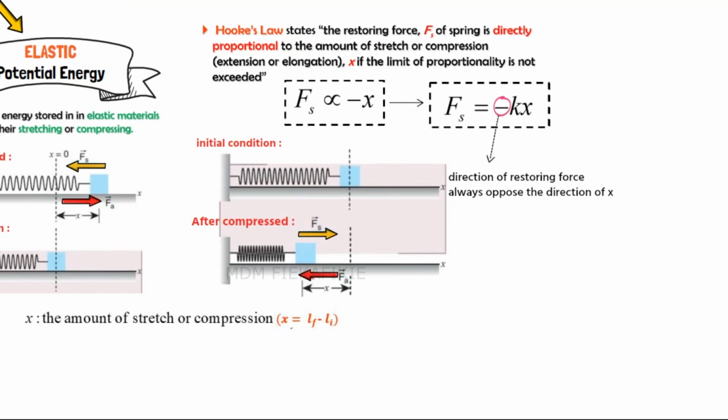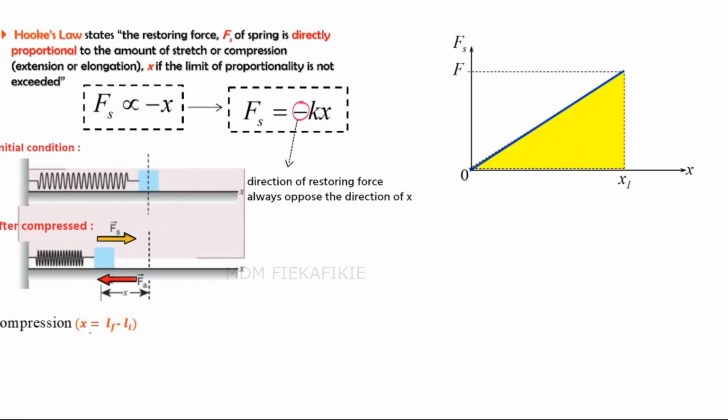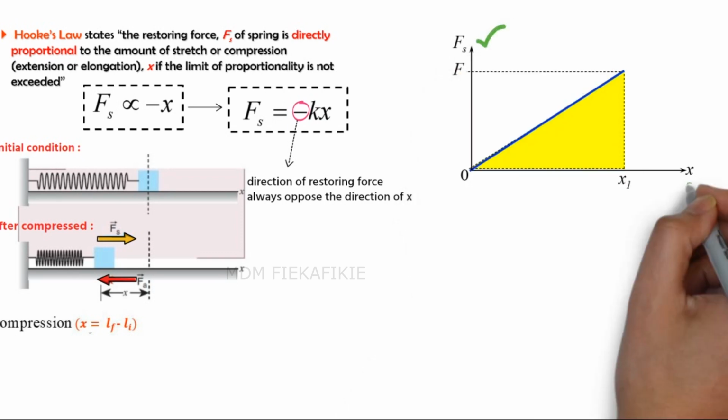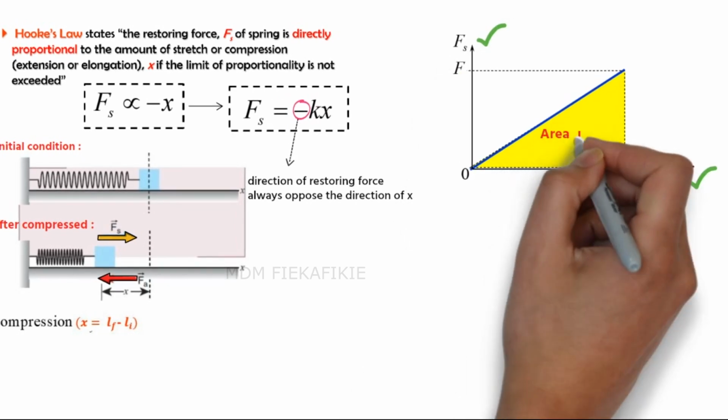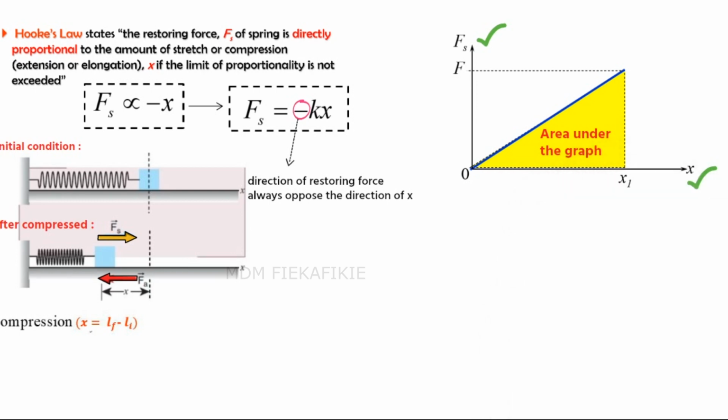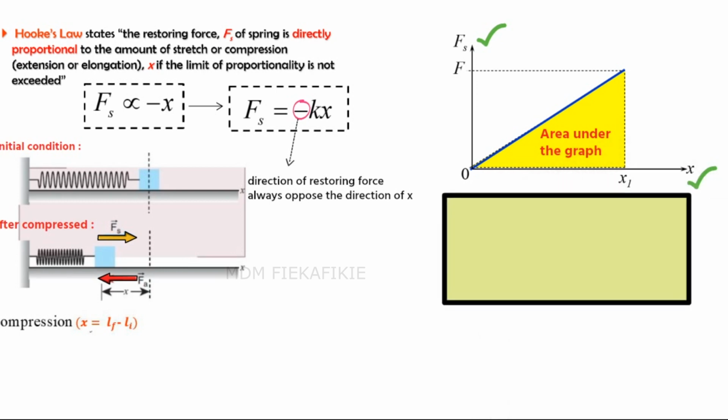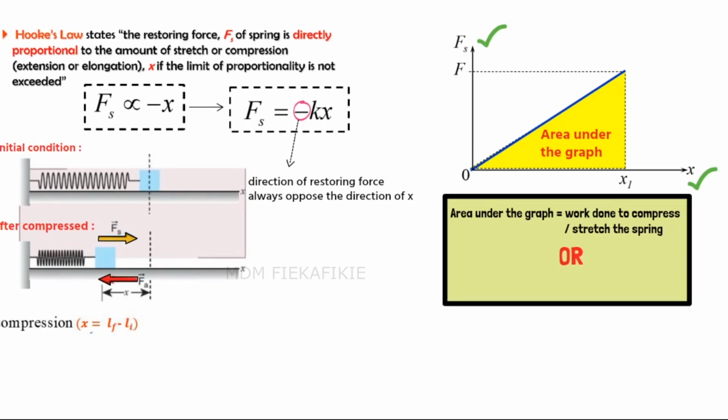Jadi sekiranya kita ada satu graph, iaitu graph of F as against X. So remember, area under the graph is actually equal to the value of the work done to compress or stretch the spring. Atau kata lainnya, area under the graph of F against X, we can relate with the elastic potential energy of the spring.